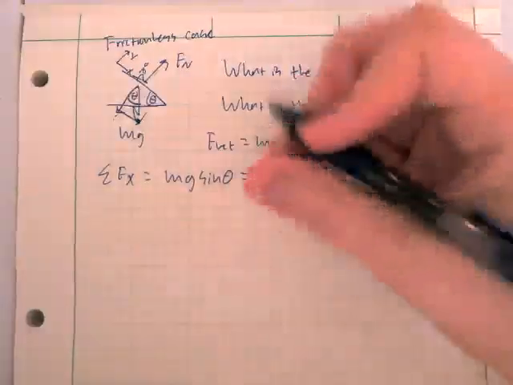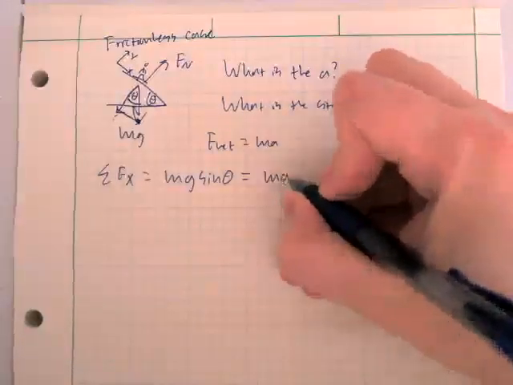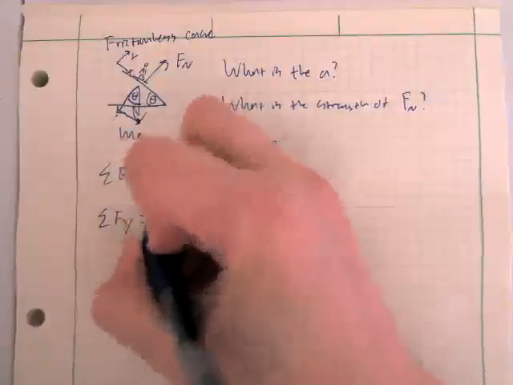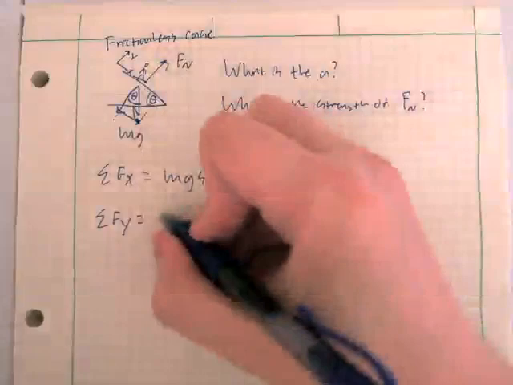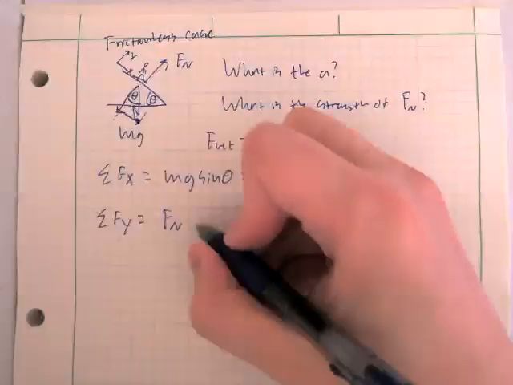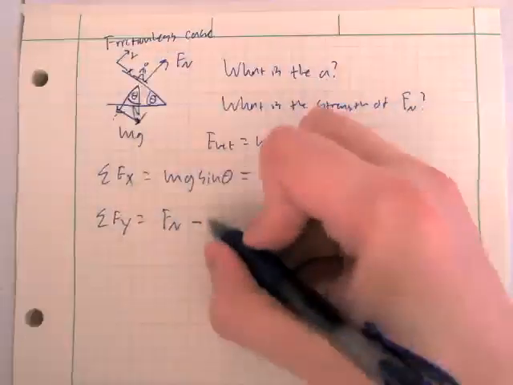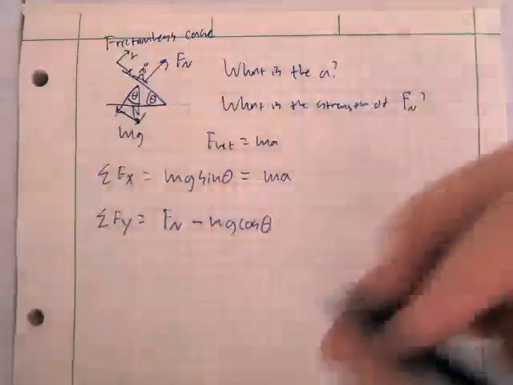And what is this going to be equal to? In this case, I know that my net force is all in the x direction, so this is going to be equal to m times a. Let's go ahead and add up all my forces in the y direction. In the positive y direction, I have the normal force, and in the negative y direction, I have mg cosine of theta, right?